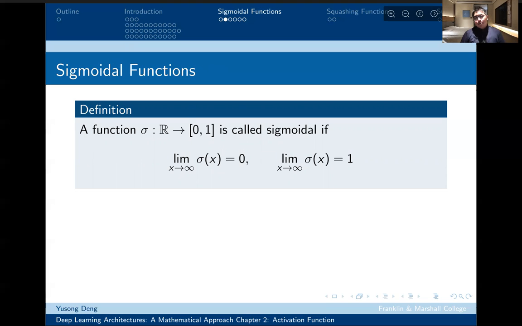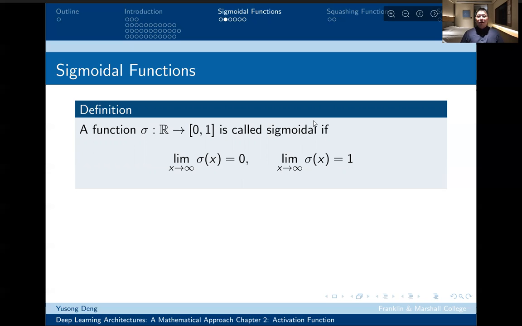This kind of relationship is just like the hockey stick function; you can call it an L-shaped, increasing function. A function is called sigmoidal if its limit at infinity is 0 and its limit at, sorry, this part should be negative infinity. I mistyped. This is another typo.